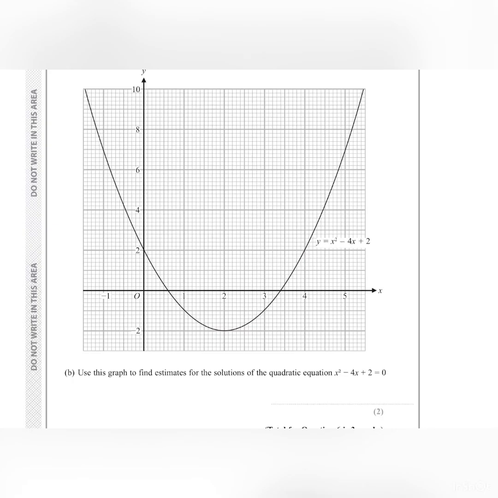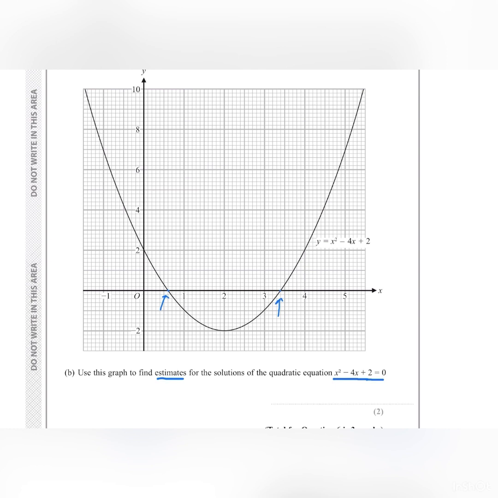Okay, part B, it gives us another graph. So this time of a quadratic equation, x squared minus 4x plus 2 equals 0. And it says use this graph to find the estimates of the solution of the quadratic equation. So this time, we need to look at where the graph crosses the x-axis. So there would be one point here and the other point is over here.